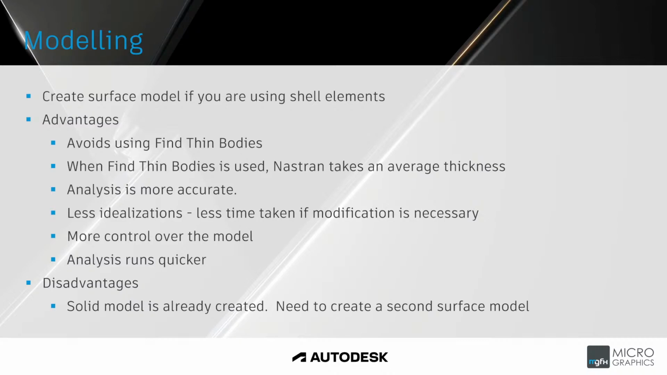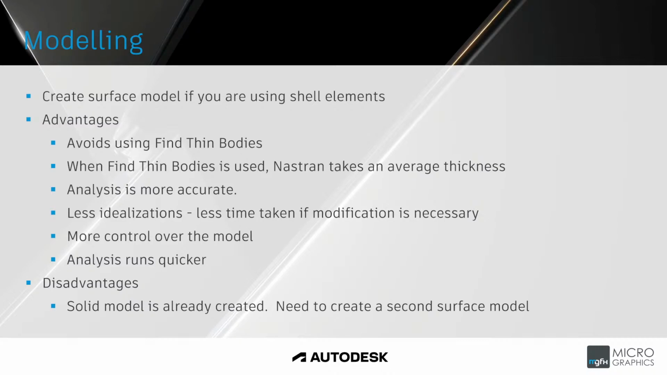Okay. Another thing that Nastran does is when finding thin bodies, it takes the average thickness. And in the next slide, I'll show you an example of that. The analysis will be more accurate because you're not taking the average thickness. You actually have to go and create a shell element with your surface model.